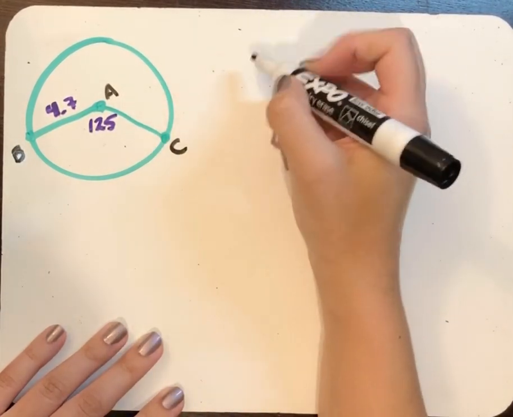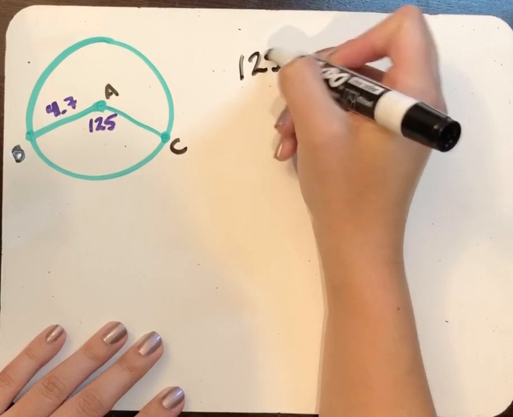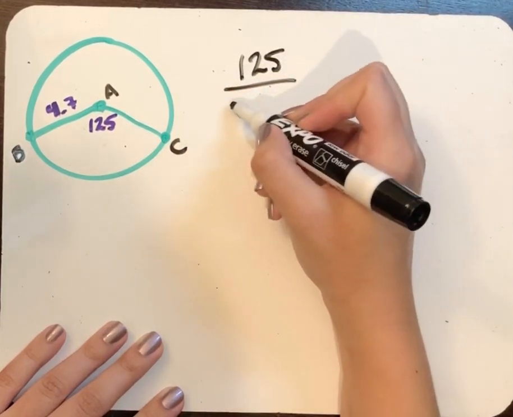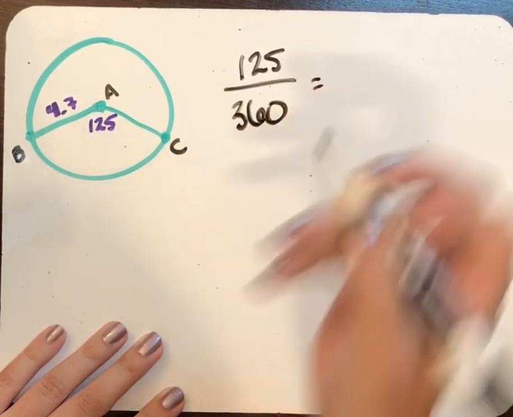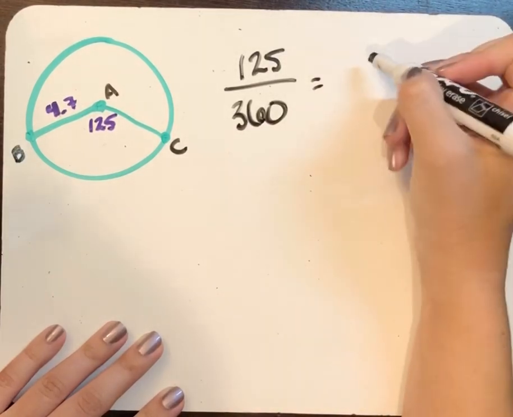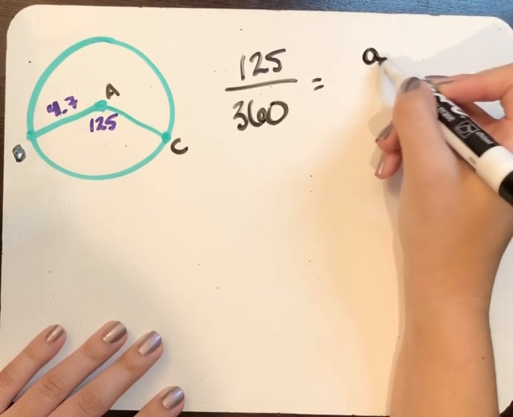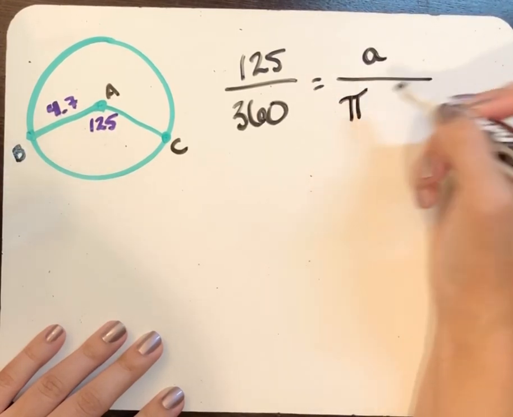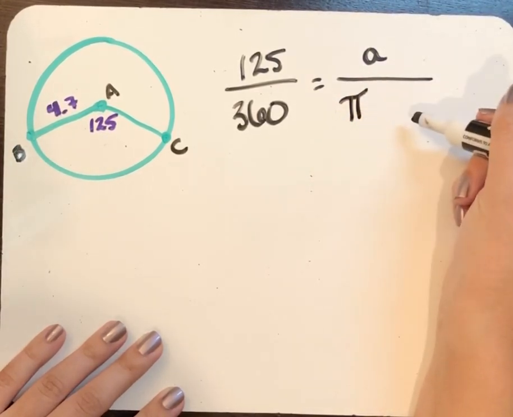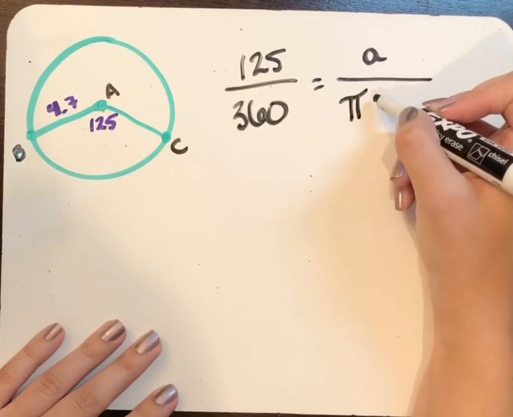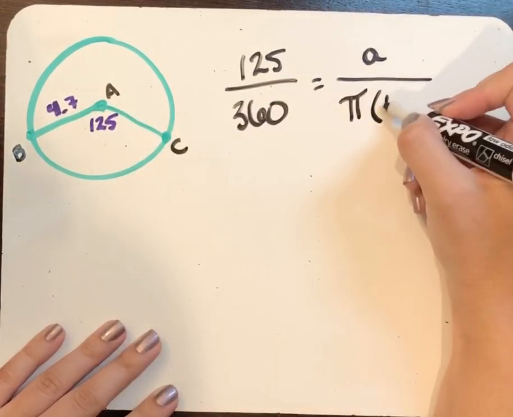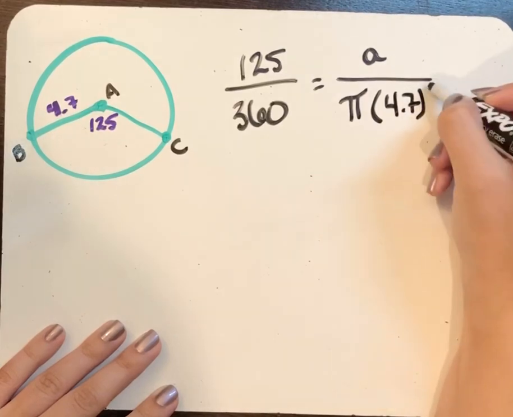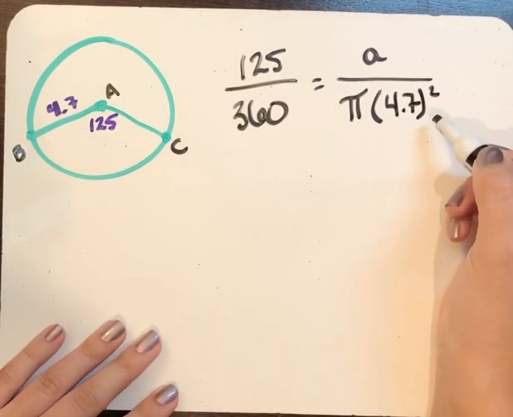So my first ratio involves the angle measures. So 125 over 360, that will be equal to, I'm looking for the area of the sector, I'm going to call that A, and that's over pi r squared. Pi r squared is the formula for area of a circle. The radius here I know is 4.7, so that will be pi times 4.7 squared.